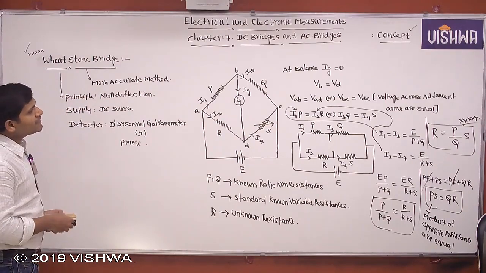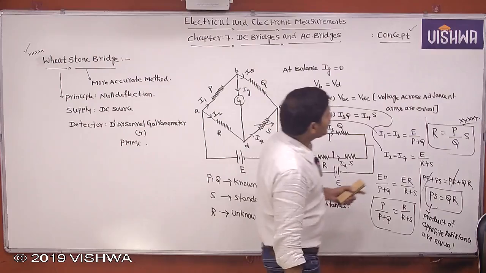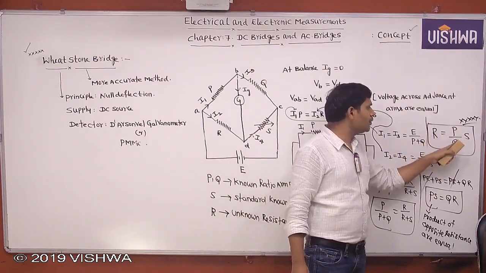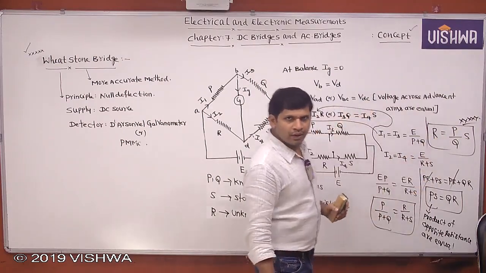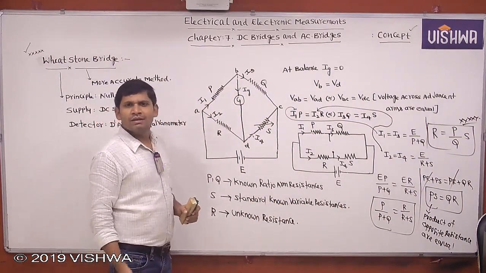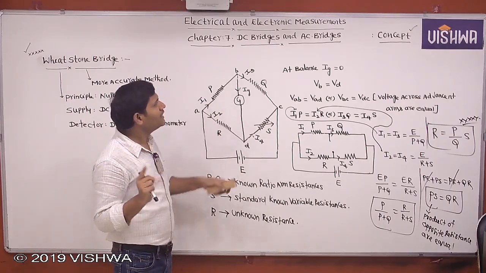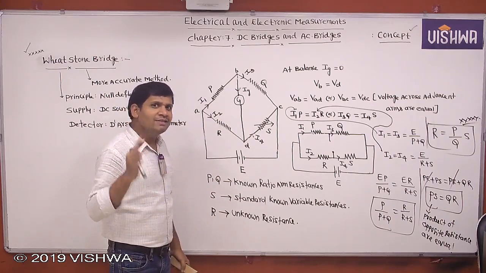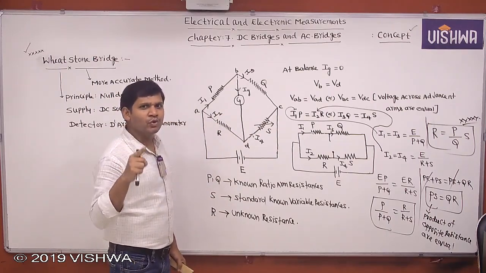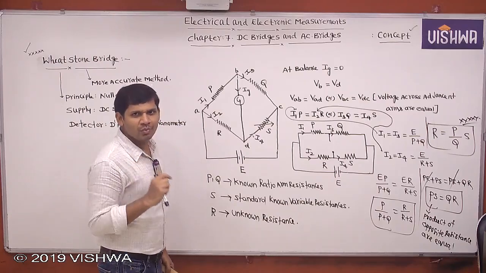Now, this is a measurement of unknown resistance by using the Wheatstone bridge. We are measuring unknown resistance R equal to P by Q into S. One observation you remember here: in general, bridges are broadly classified into two types, not only DC and AC bridges. Either a DC or AC bridge is broadly classified into two types: one is the ratio arm bridge and the other is the product arm bridge.